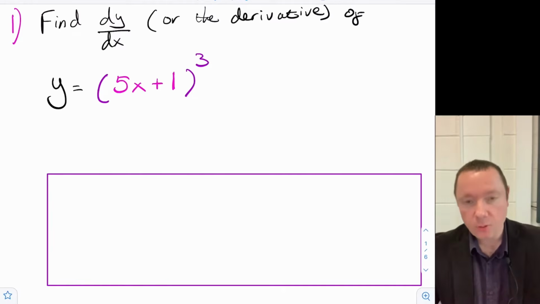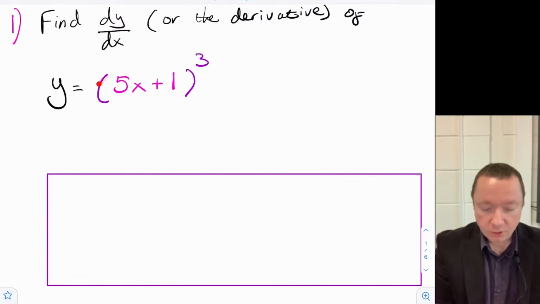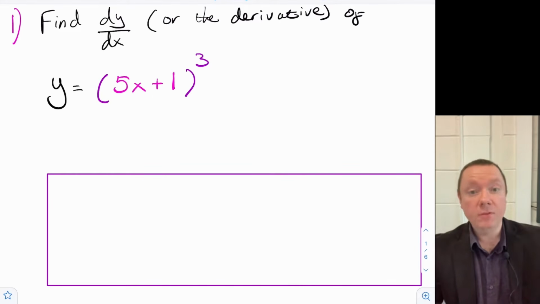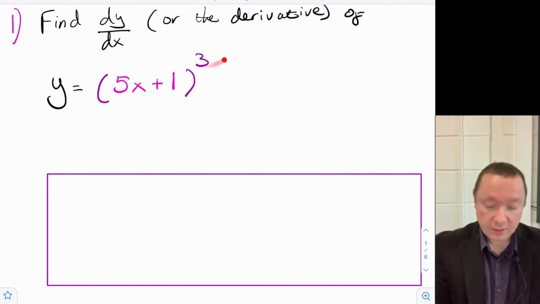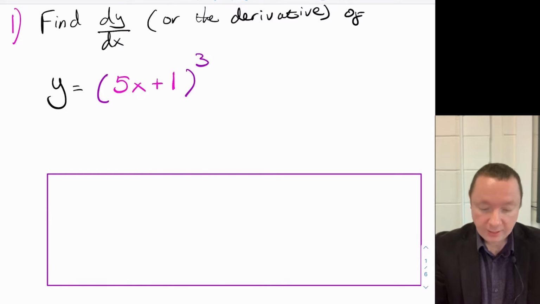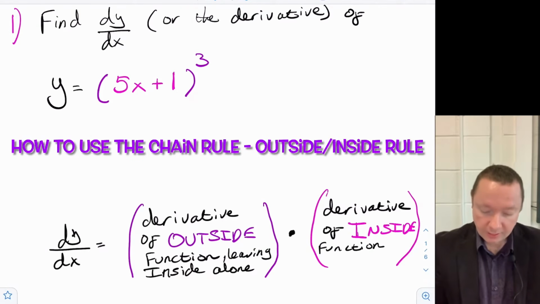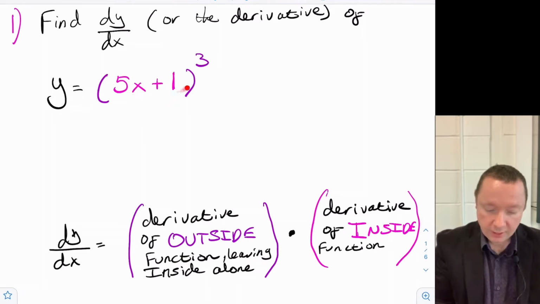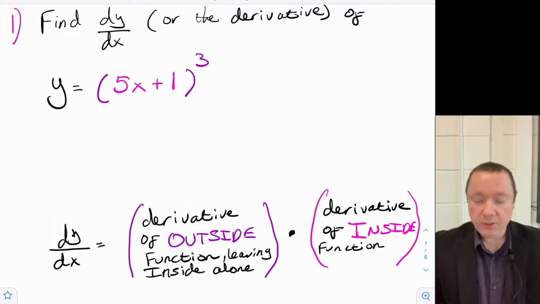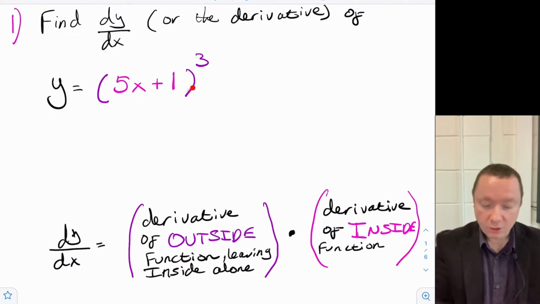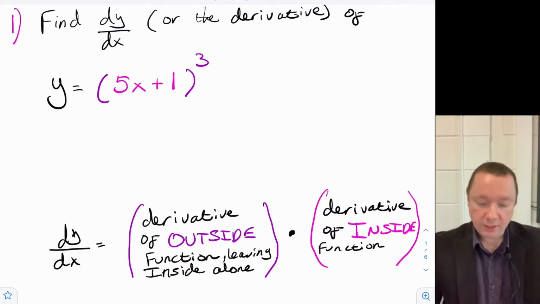So the chain rule is when you've got some sort of inner function, smaller function, bounded by a bigger function on the outside, in this case, the whole thing cubed. And what you can do when you've got that case is you can think of it like this. Dy by dx is the derivative of the outside function, leaving the inside alone, times the derivative of the inside function. So let's have a look at this example.